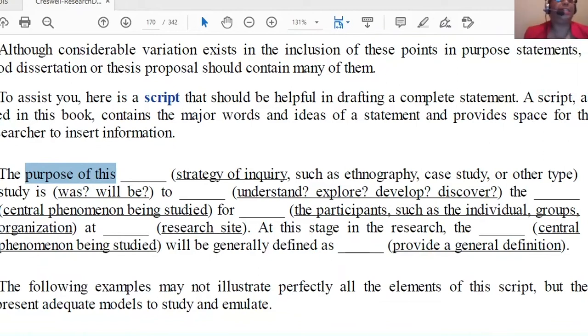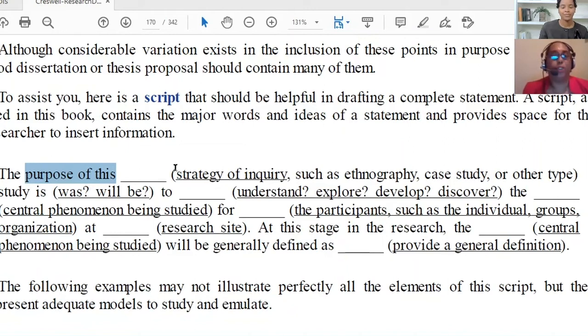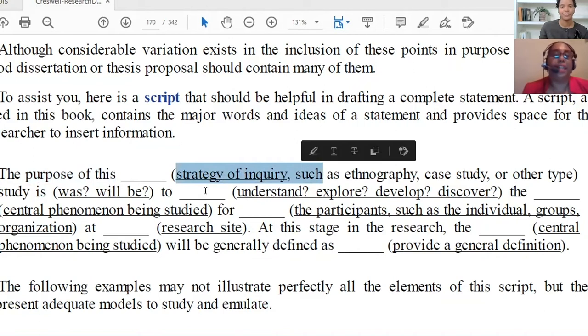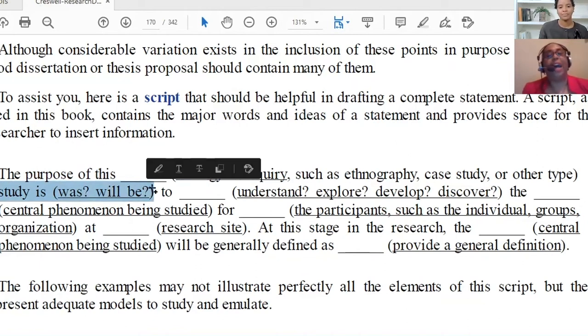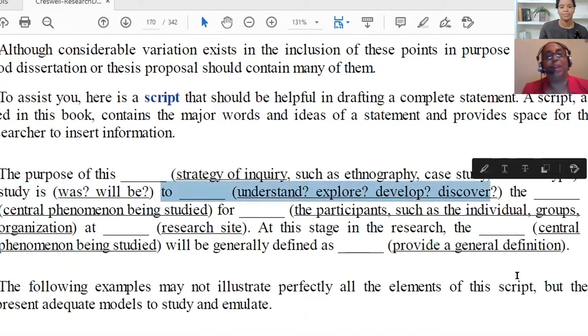So you see here, he says, the purpose of this, and he puts a dash, and then in brackets, he gives you the option so that you can put the type of research that you're doing. If it's a case study, then you put that and you take out the rest of the information. And since I was now doing my proposal, I would use the future tense, so it will be, because I did not complete my research yet. And then you choose the appropriate verb that relates to or describes the type of research that you're doing, and so on.